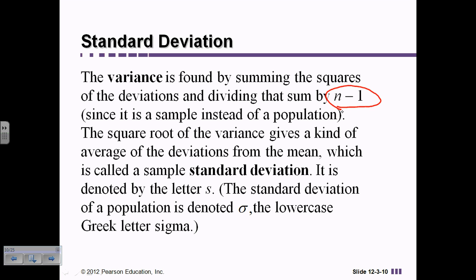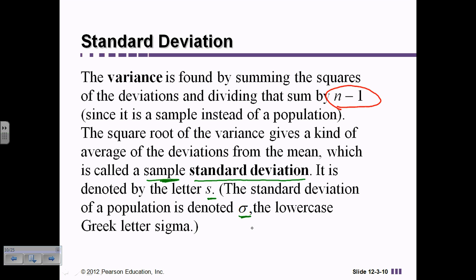So again, whenever we're talking about a sample of data and we're finding standard deviation, we always divide by n minus 1. If it were a population, then we would divide by n, and we do get a different representation. So standard deviation is denoted with the lowercase letter s, and that's the sample standard deviation. If I was doing population standard deviation, then I would have the lowercase sigma symbol as my denotation.